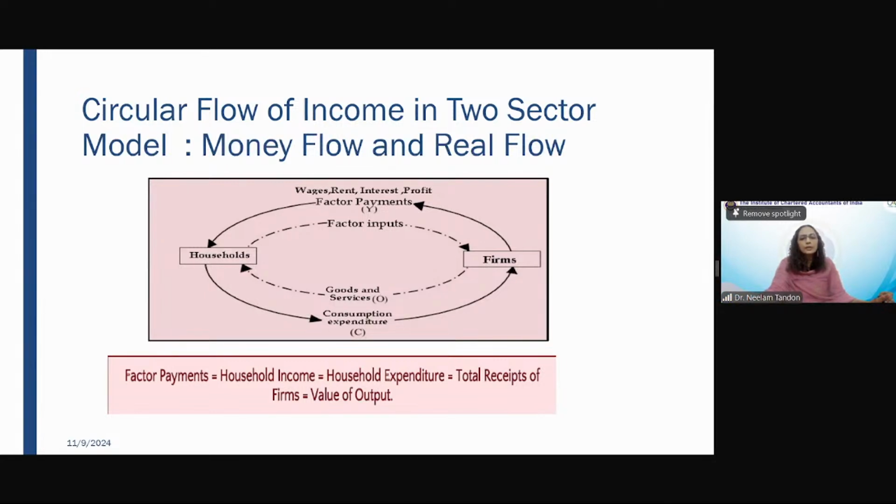So this is the relationship between household and firms, and it is assumed that in a circular flow, whatever households spend, firms produce goods, and these goods are purchased by households in the same quantity, and whatever payments firms give them, these payments are utilized by households to buy goods and services. So it's a complete circle, which is a two-sector model. So to start with, we have started.